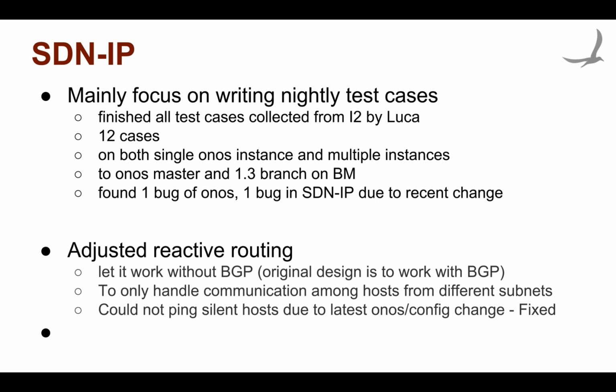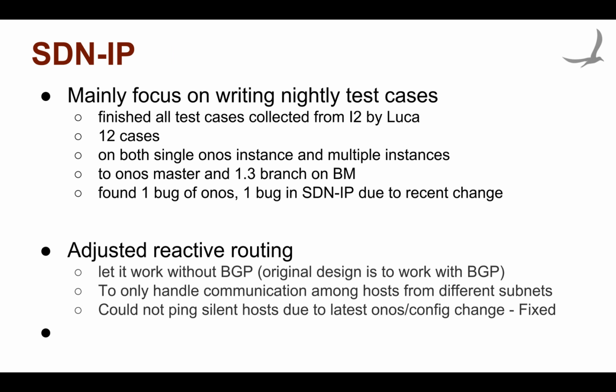In this sprint, I mainly focus on writing the native test cases. So far I finished all the test cases collected from Internet to deployment from Baluka, and about 12 cases on both single ONOS instance and multiple instances. Tested on the ONOS master and the random 3 branch on bare metal, and in the past few weeks the process found one bug in ONOS and one bug in SDMP due to the recent code change.